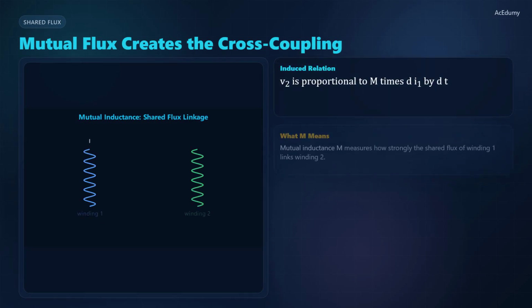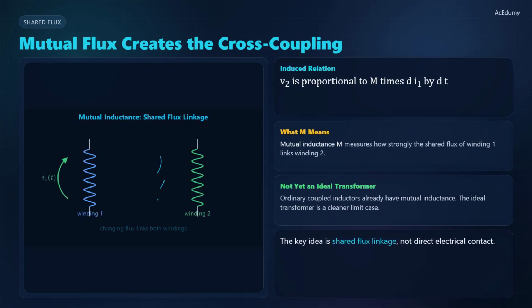If current in winding 1 changes, the magnetic flux around it changes as well. Part of that changing flux can link winding 2, and winding 2 then sees an induced voltage. The better the shared flux linkage, the larger the mutual inductance M. So mutual inductance is really a measure of how strongly one winding can impress itself on the other.